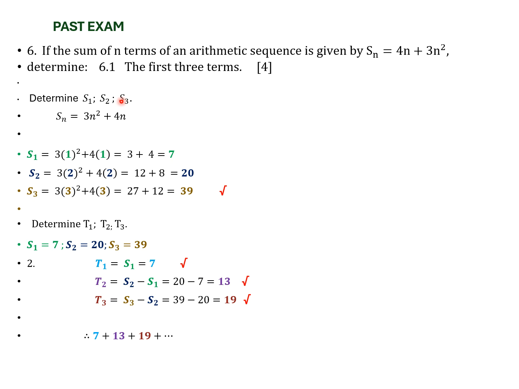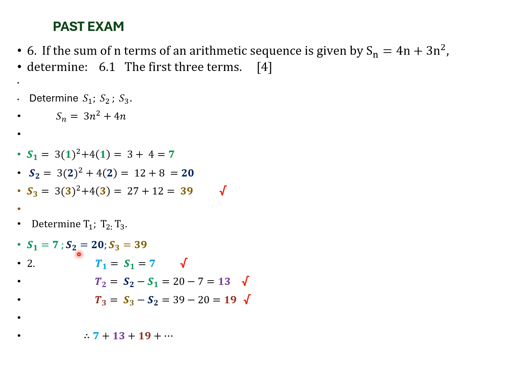Now the only term that we can find straight from the sum is term 1. Term 1 equals the sum to 1 term. So the sum to 1 term equals 7, right? Now, the sum to 2 terms is 20, and the sum to 3 terms is 39. So term 1 is sum 1, which is 7.